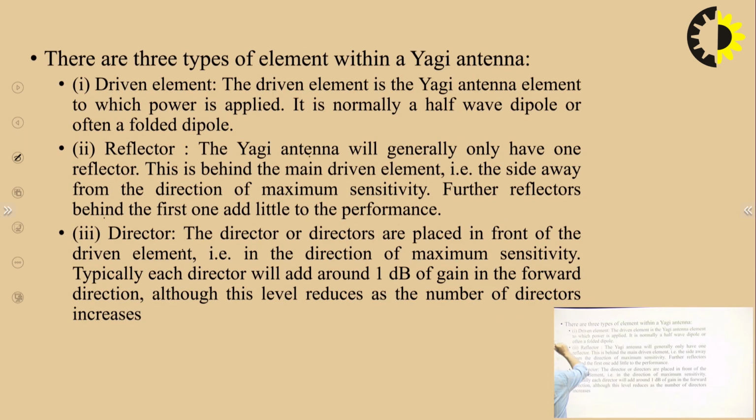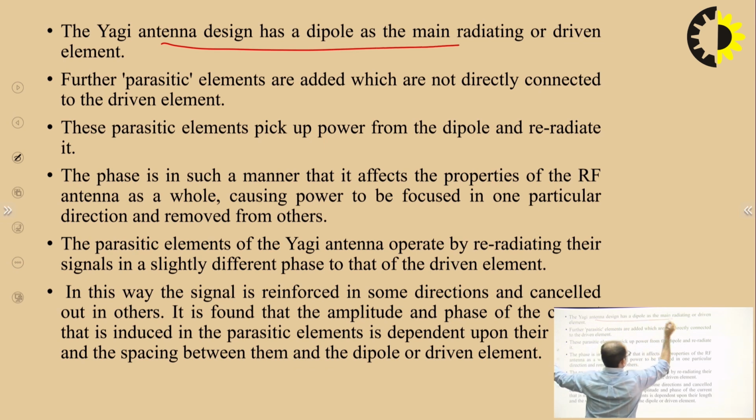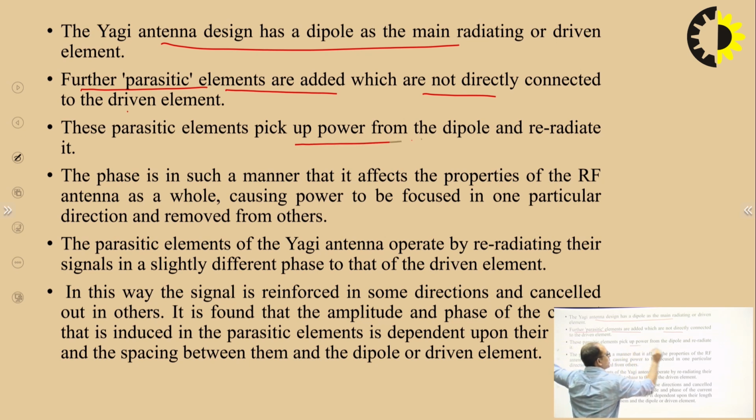So this Yagi antenna consists of a dipole, that is the main radiating element. Parasitic elements are added which are not directly connected to the driven element. They are spaced apart from the active element. These parasitic elements pick up the power from the main dipole and re-radiate it in the direction. Clear? The spacing between the directors, or the spacing between the parasitic elements and the spacing between the active element and the parasitic elements mainly helps determine the phase.